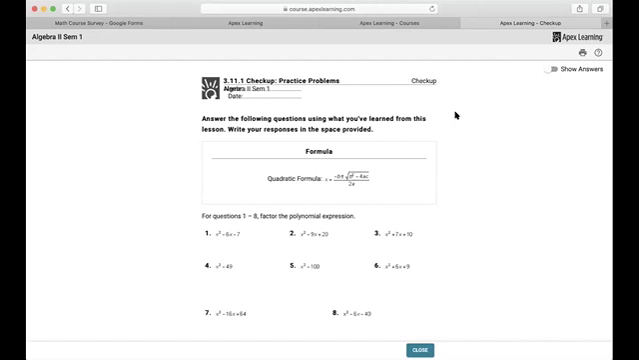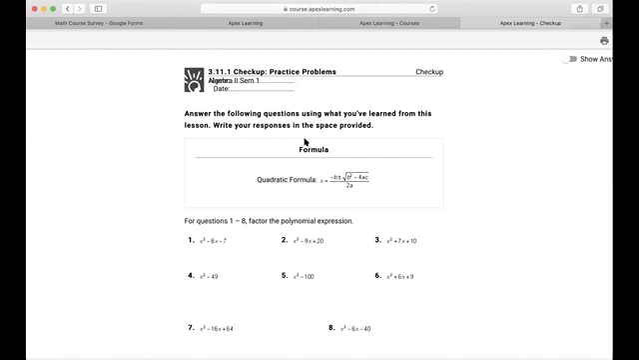This first section is talking about the quadratic formula, and that's x equals negative b plus or minus the square root of b squared minus 4ac, all over 2a. I know that was a lot. So again, please feel free to look this up, or have a picture of it somewhere.